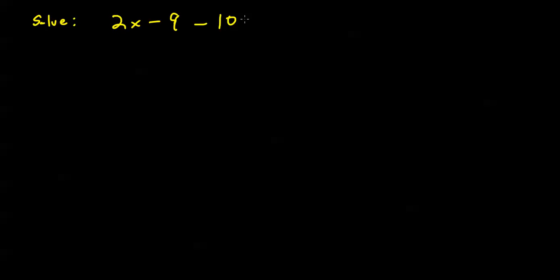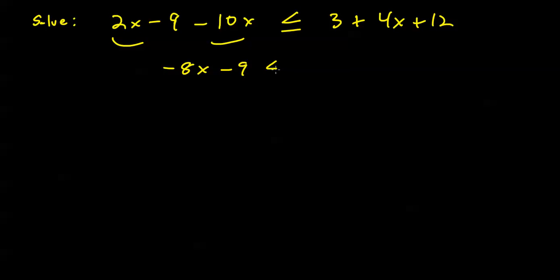2x minus 9 minus 10x is less than or equal to 3 plus 4x plus 12. Again, the goal is to isolate your x variable on one side of the inequality statement, get a constant on the other side, and hence you will have a resulting solution set. Before I start crossing over this inequality symbol, I'm going to simplify within each side. 2x minus 10x, of course, simplifies to minus 8x minus 9 is less than or equal to, and on the right, 3 plus 12 is 15, so I'll write 4x plus 15 on the right.